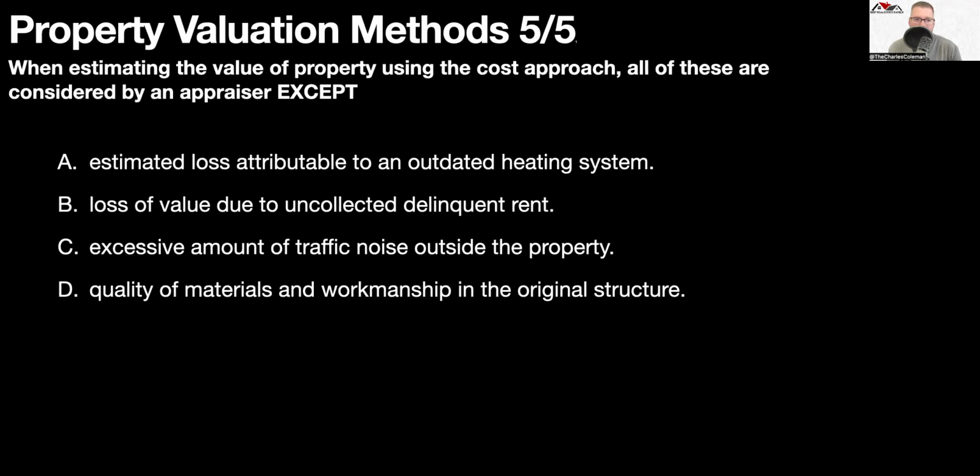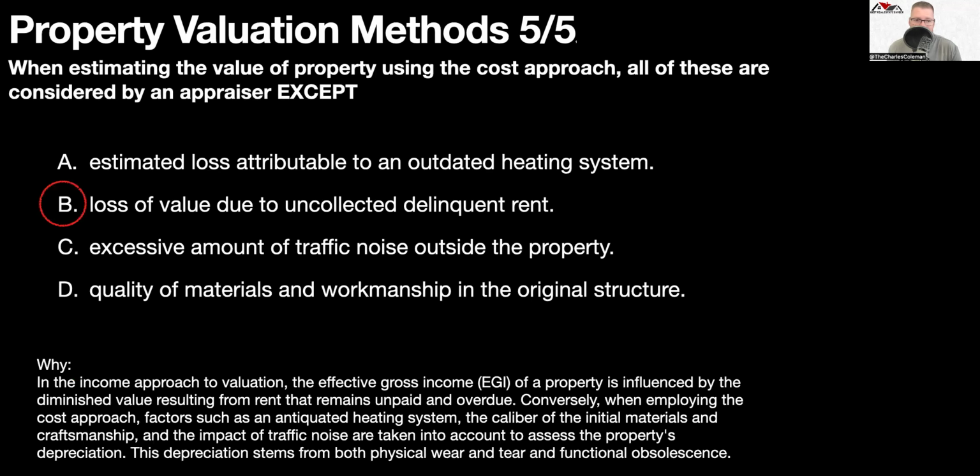And question number 5. When estimating the value of property using the cost approach, all of these are considered by an appraiser except loss of value due to uncollected delinquent rent. In the income approach to valuation, the effective gross income, the EGI, of a property is influenced by the diminished value resulting from rent that remains unpaid and overdue.